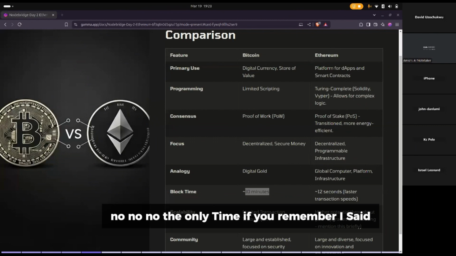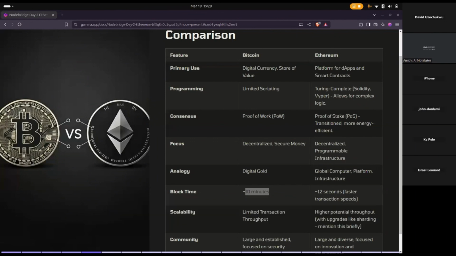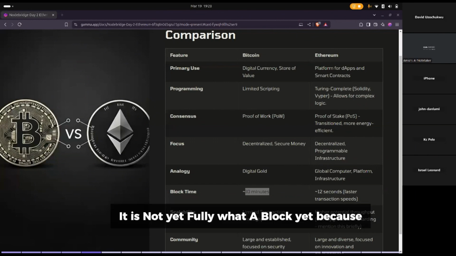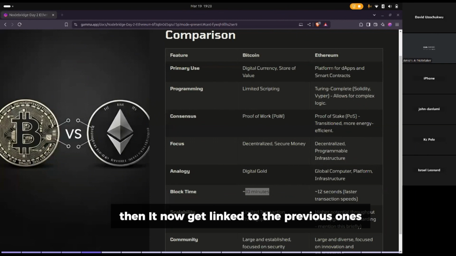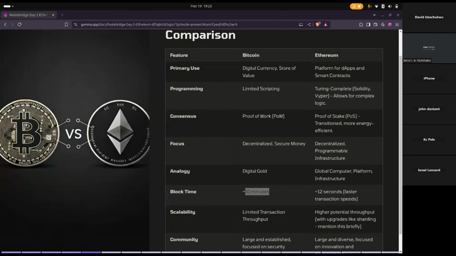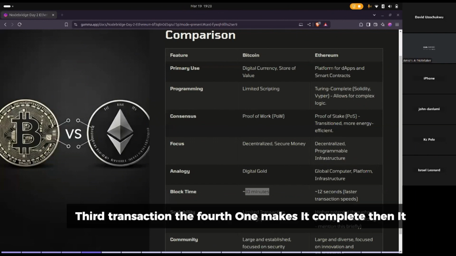No. If you remember, I said the only time it now becomes a block is when you have filled up that book. So for Ethereum, if you have the first transaction in the book, you have the second transaction in the book, it is not yet fully a block, because it has to complete that 4 transactions, then it gets linked to the previous ones. These things happen very fast. So you have first transaction, second transaction, third transaction. The fourth one makes it complete. Then it is now a block. Then it gets attached to the previous ones.